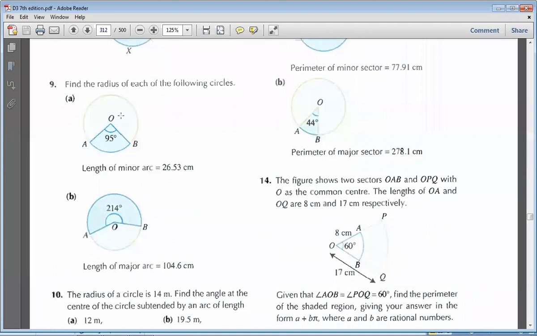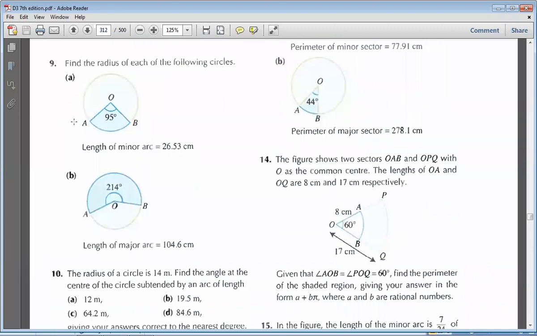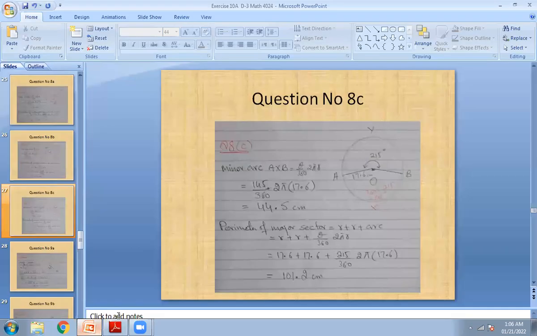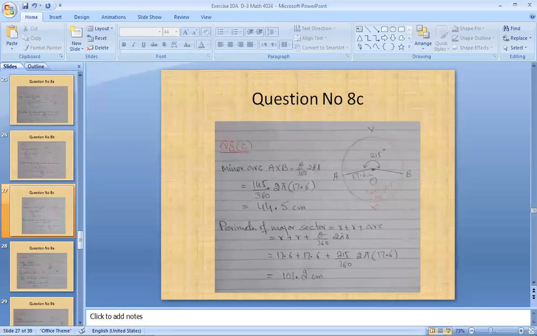Okay, so let's move to the next question. The next question is question number 9. He says, find the radius of each of the following circles. So in the A part, the length of the minor arc is 26.53 centimeter given. The angle subtended by the minor arc at the center is 95 degree. And they want you to find out the radius of this circle. Okay, so let me show you how this is done.